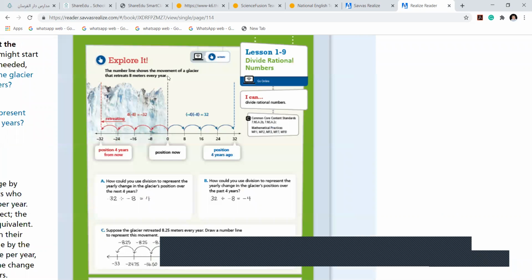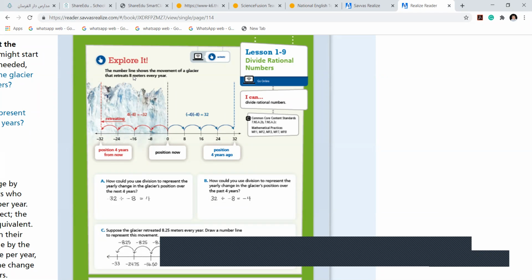The number line shows the movement of a glacier that retreats 8 meters every year. Every year it retreats 8 meters because they cannot go with everything together. They just do 8 meters. How could you use division to represent the yearly change in glacier position over the next 4 years? So I have 32. See, the number line is 32. Means I must divide with 8.